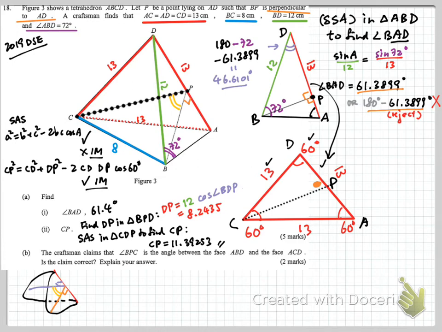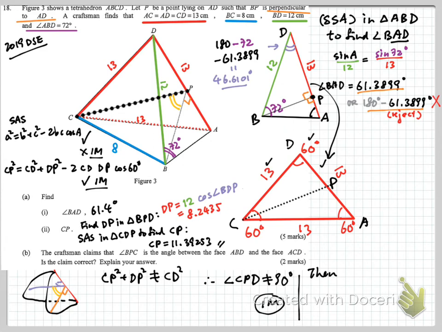If not, then not. So to decide whether angle CPD is a right angle, you can use the converse of Pythagoras theorem. We find out that CP squared plus DP squared is not CD squared. Therefore angle CPD is not 90 degrees. This will give you 1 mark for finding the critical angle. CPD is the focus angle in this decision. If it is not a right angle, then the claim is incorrect.